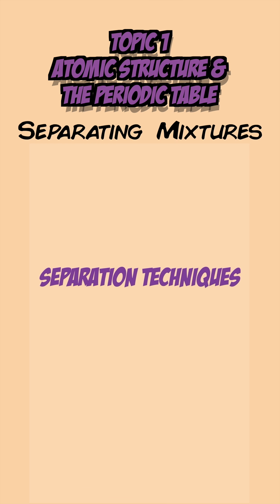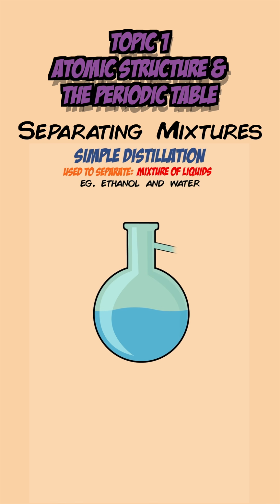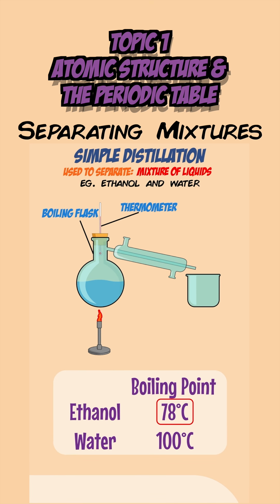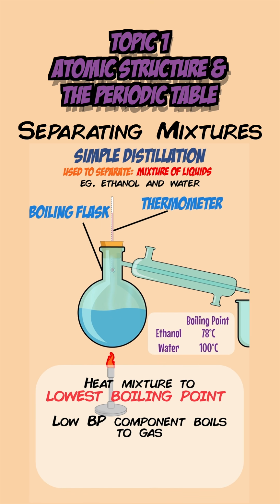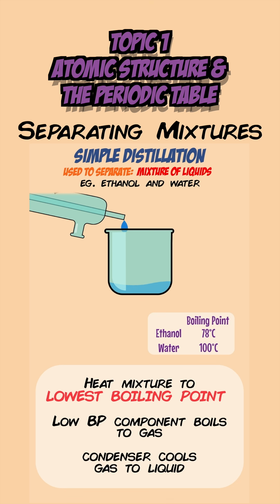The fourth example is simple distillation, which is used to separate mixtures of liquids with different boiling points. An example would be water and ethanol. The mixture is heated to the temperature of the lowest boiling point of the 2, which is 78 degrees in this example. This causes just the ethanol to boil into a gas, and the water stays behind as it hasn't reached its boiling temperature. The ethanol vapor then passes through a condenser where it condenses back into a liquid and is collected in a beaker.